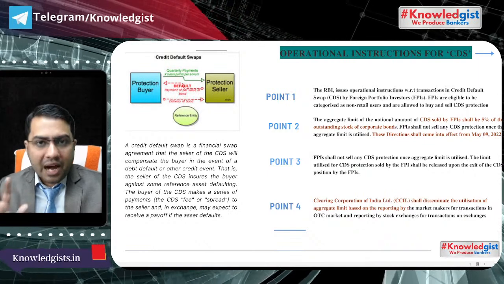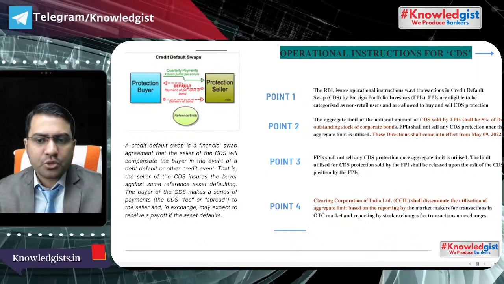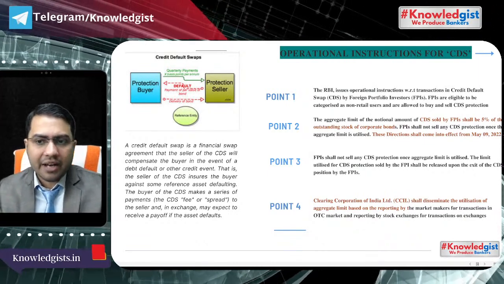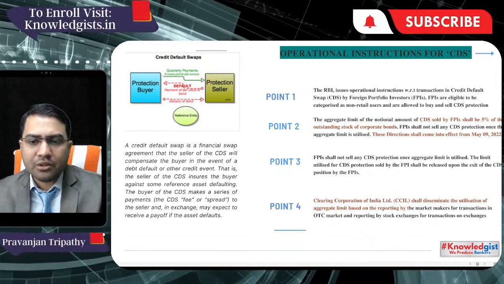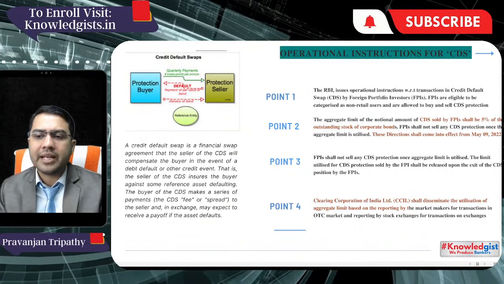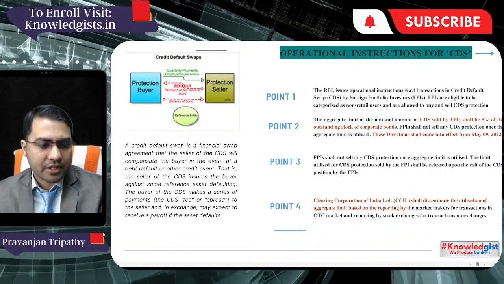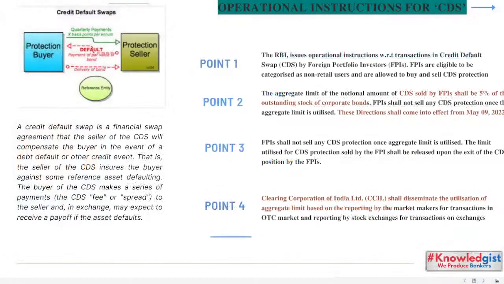So now FPIs are allowed to issue CDS. They can buy or they can sell CDS protection. The aggregate limit for the notional amount of CDS sold by FPIs shall be 5% of the outstanding stock of corporate bonds. FPIs shall not sell any CDS protection once the aggregate limit is utilized.